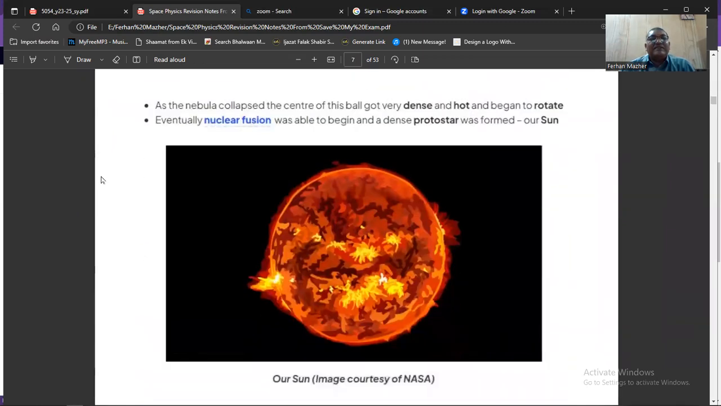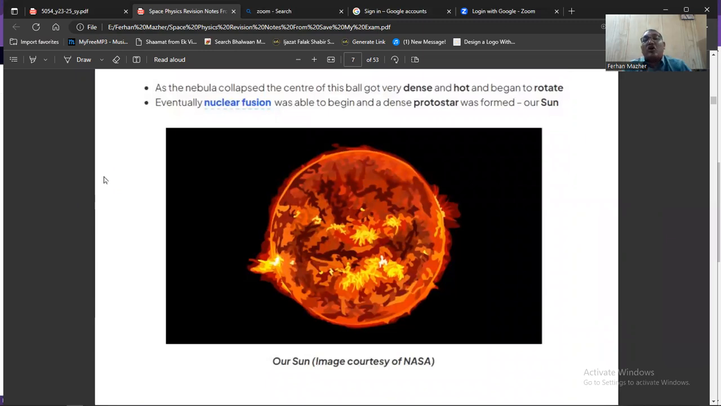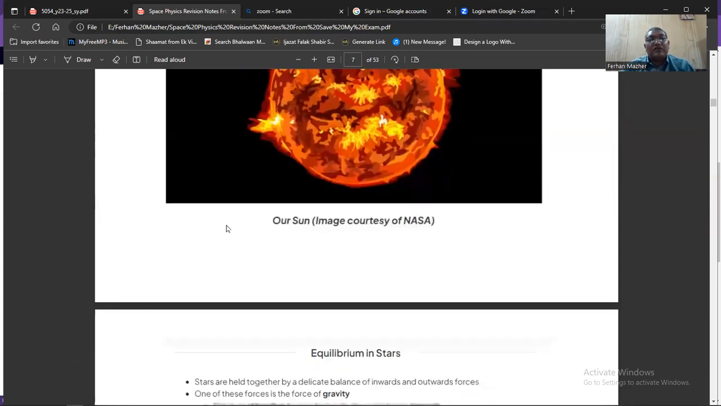So then what happens? As the nebula collapsed, the center of the ball got very dense and hot and began to rotate. Eventually, nuclear fusion was able to begin, and a dense protostar was formed, which is our Sun. When, due to the gravity, the dust particles and gas particles come very close to each other, nuclear fusion starts happening. When nuclear fusion starts, there is a lot of heat and a lot of light, and this is called the protostar. So our Sun is formed.